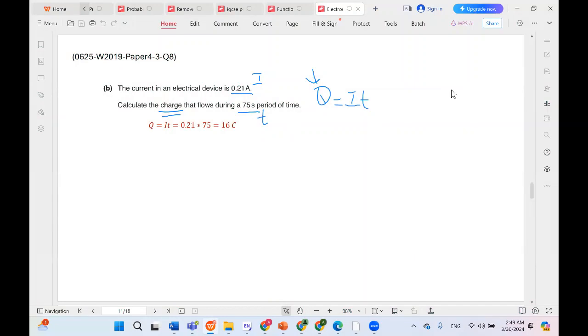And there are no conversions here. This is ampere and this is seconds. So we have the units that we want. We don't need to convert any units. So we just multiply 0.21 times 75. And this gives us 16 coulombs.